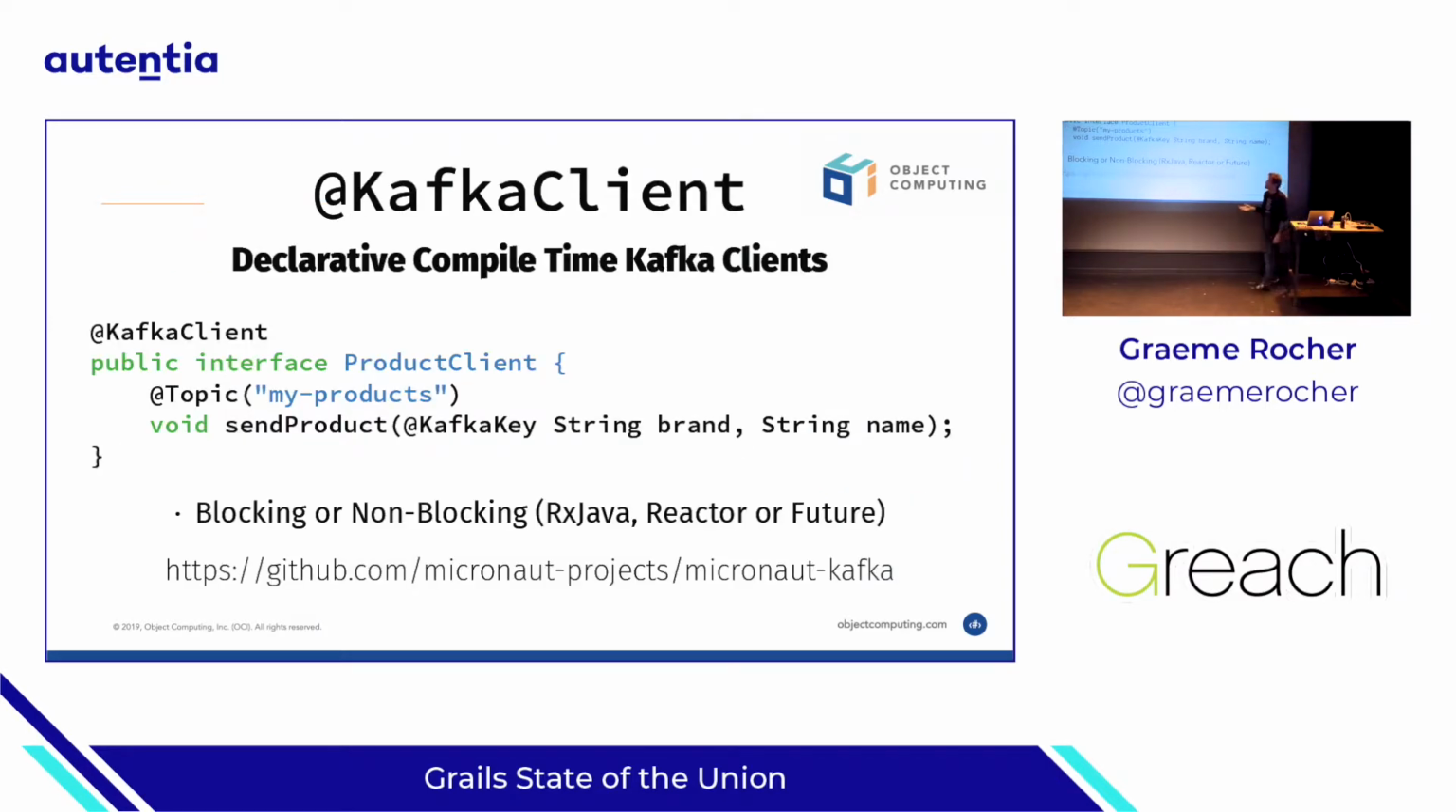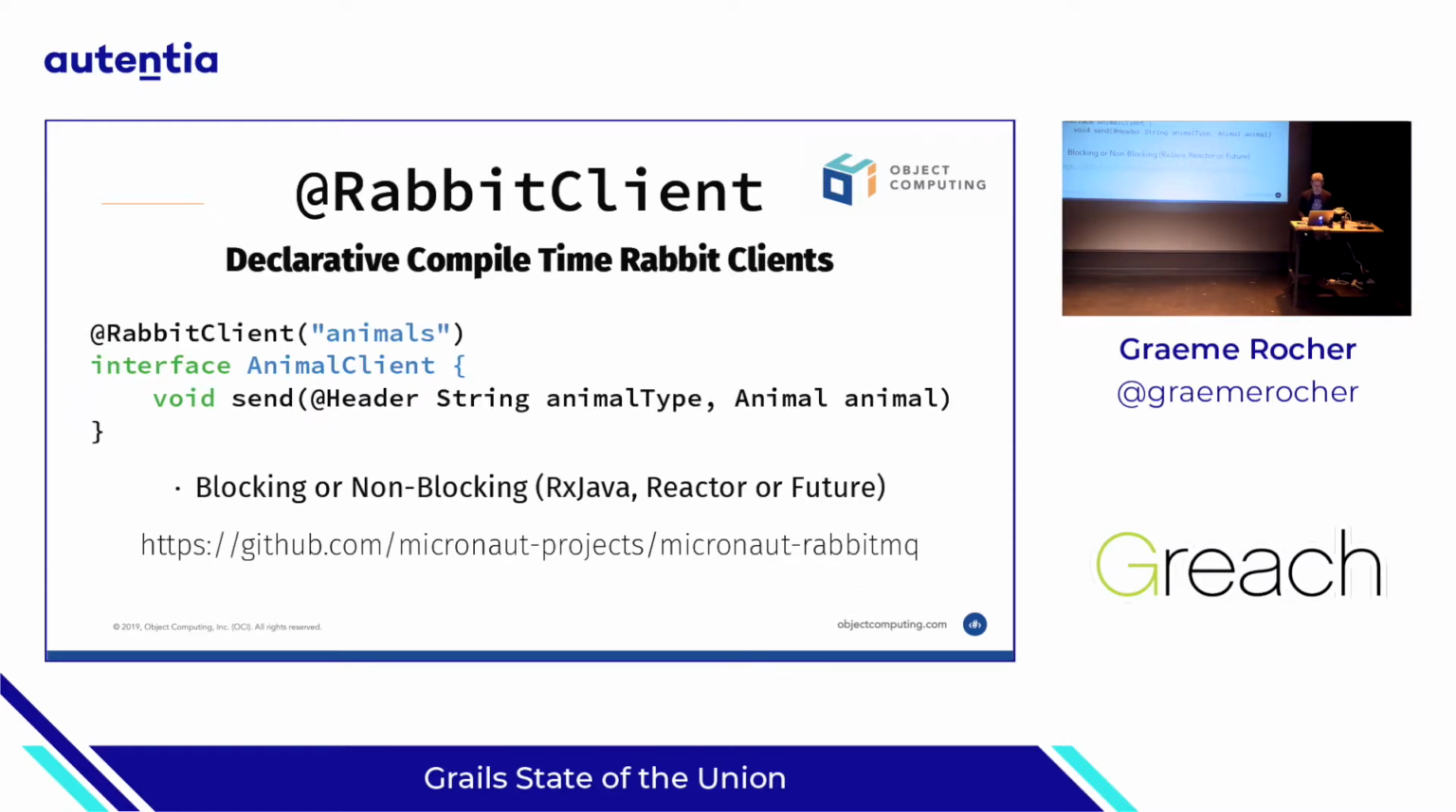Same thing with Kafka. So we have a declarative, compile time implemented Kafka client. You just define a Kafka client, you say which topic you want to send it to, the Kafka key. Again, it supports blocking, non-blocking, RxJava, Reactor, Future, whatever you want. The project repository is there, and once again, you just inject it into a Grails app, and you're away. Same with RabbitMQ. Again, you can define compilation time implemented RabbitMQ clients. Just an interface, and it implements all the annoying logic that you don't want to implement of sending the thing and doing the marshalling and everything.